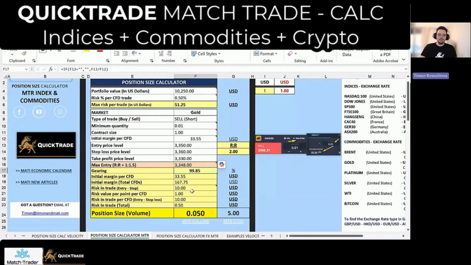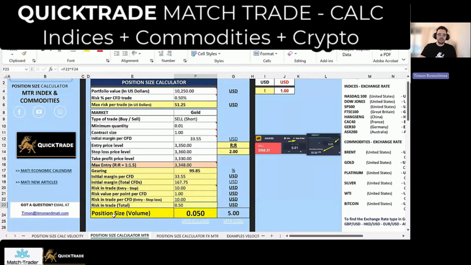The risk in trade is $10. So remember, the entry minus the stop loss is $10. It's the absolute value, which means positive. And the risk value per point per CFD is $1. So with 0.01, every point that moves against you, you lose $1. Every point that goes for you, you gain $1. If you are trading 0.02, then the risk value is $2 risk, $2 reward per point. The risk in trade per CFD is $10, as we know, and the risk in trade is 0.5.